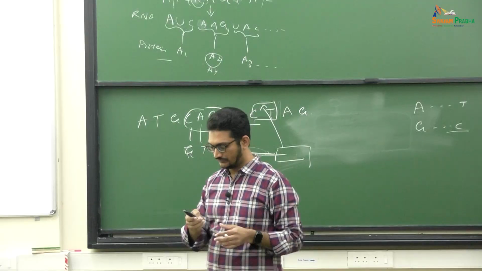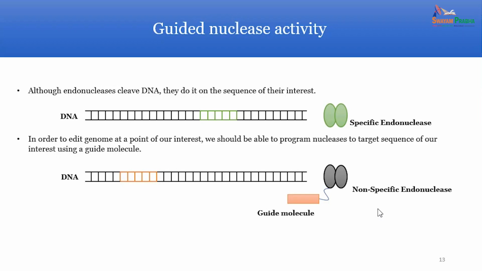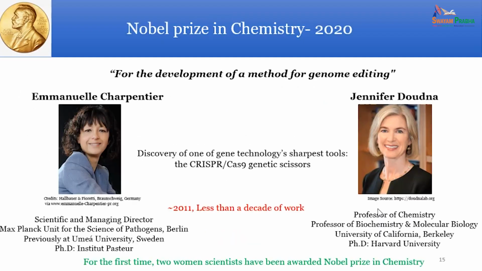Yes. Okay. So specific endonucleases are something that I told you about, whereas these molecules look at the guide molecule and do what is called non-specific degradation of it. The system that has been developed is called CRISPR-Cas9, and as I said, it was awarded the Nobel Prize in Chemistry in the year 2020.